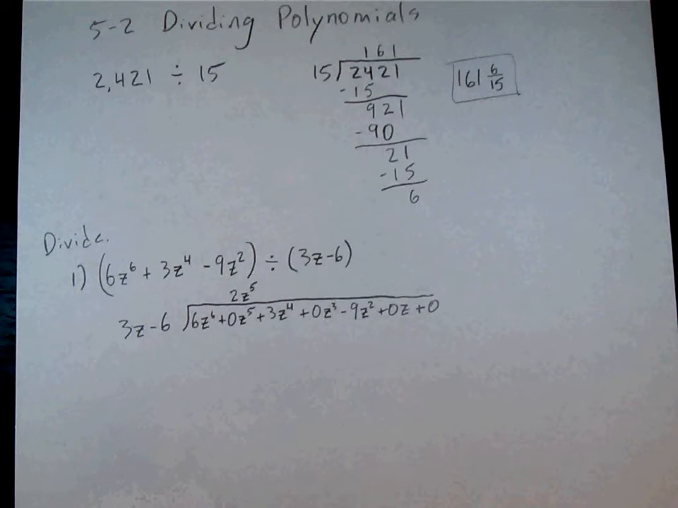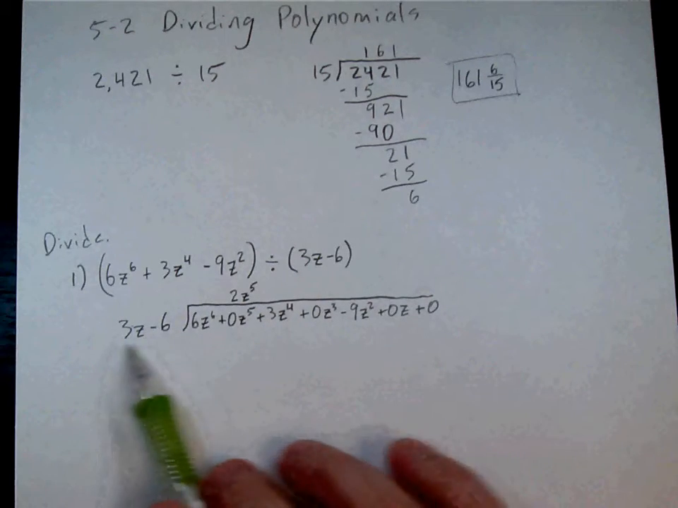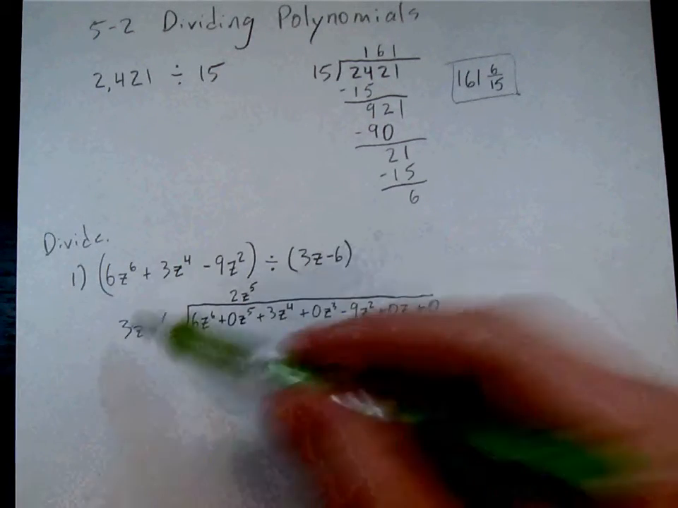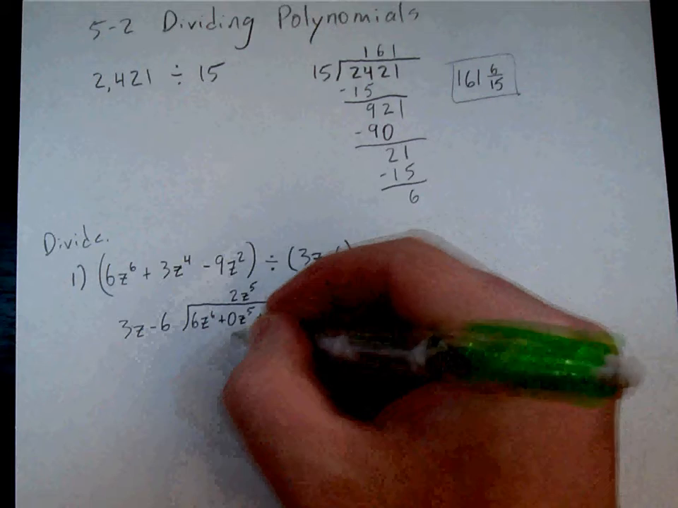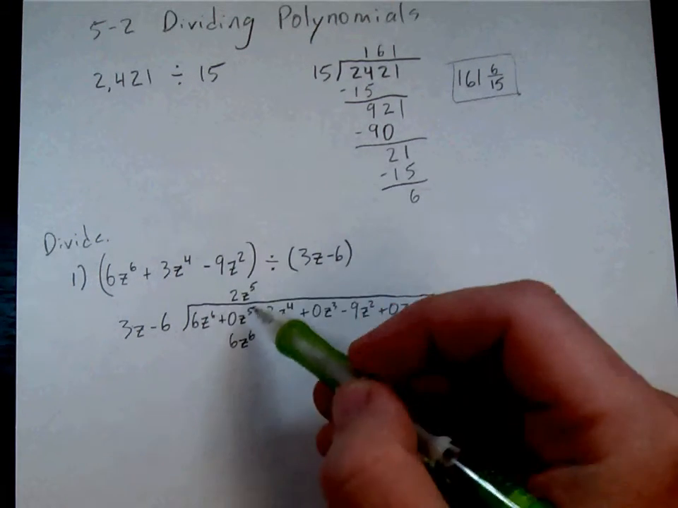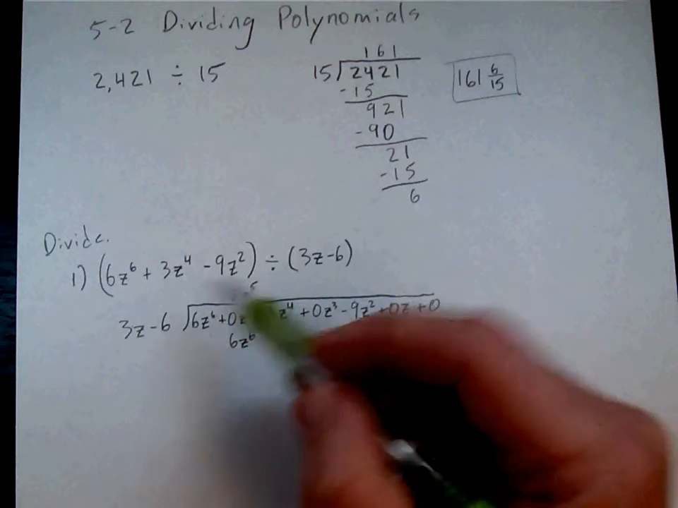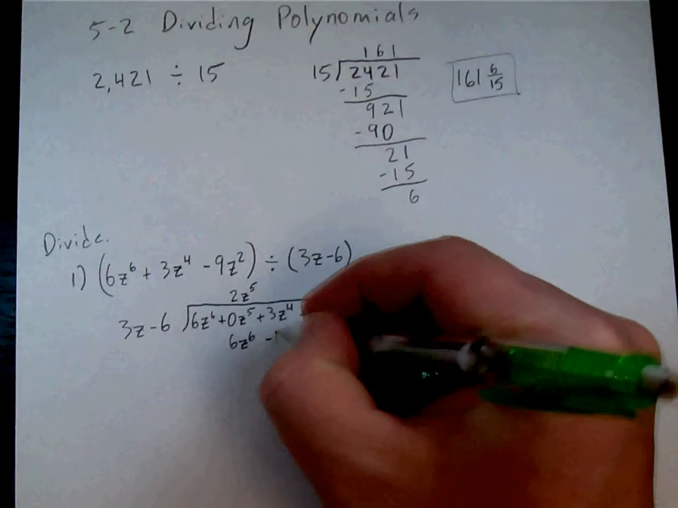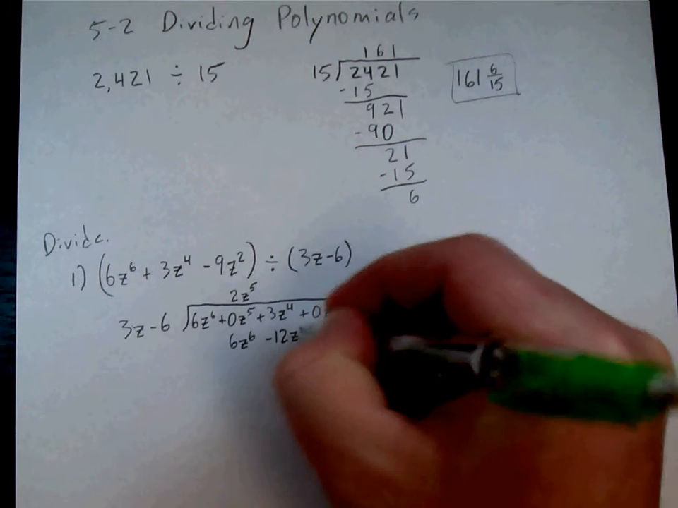And so that's going to be my multiplier. I'm going to multiply that to this polynomial out here. So 2z to the 5th times 3z, that's 6z to the 6th. And then continue distributing. 2z to the 5th times negative 6 is negative 12z to the 5th.